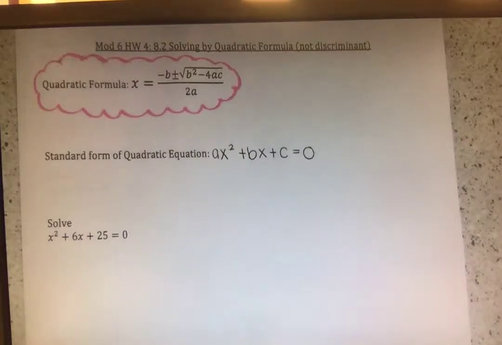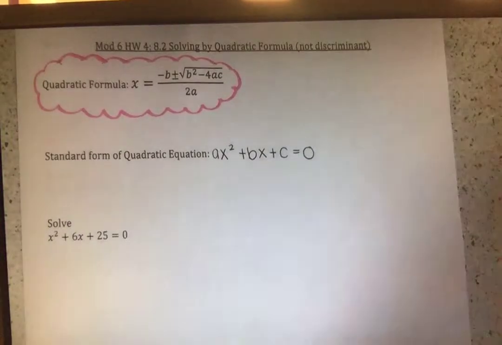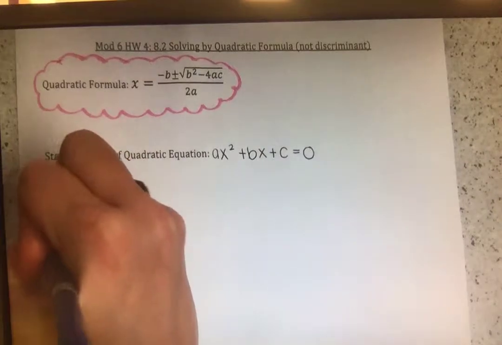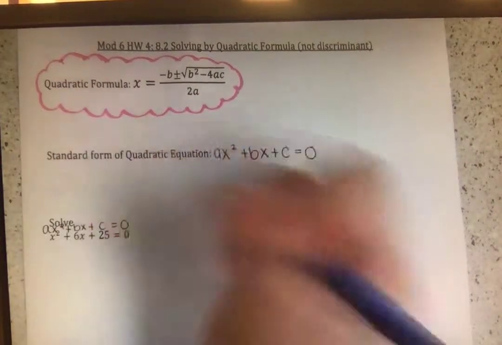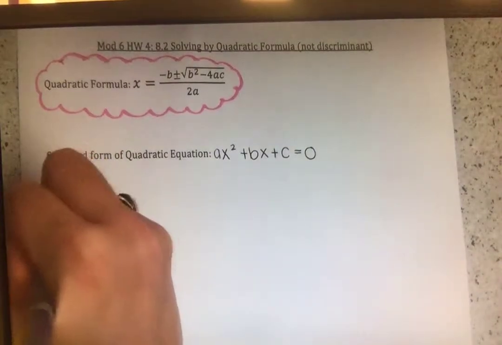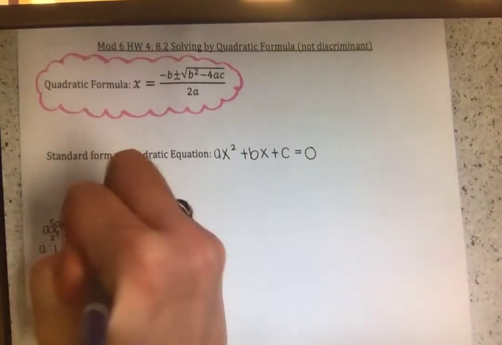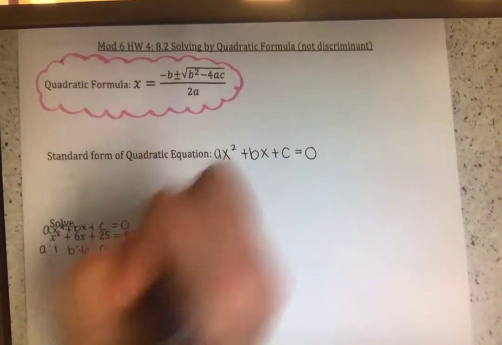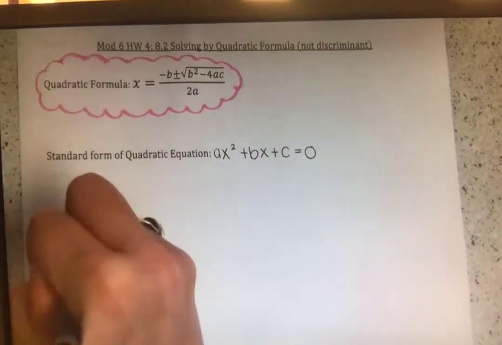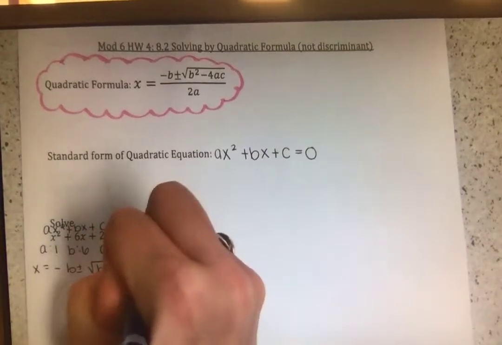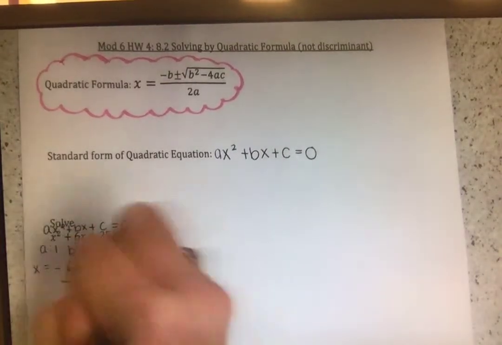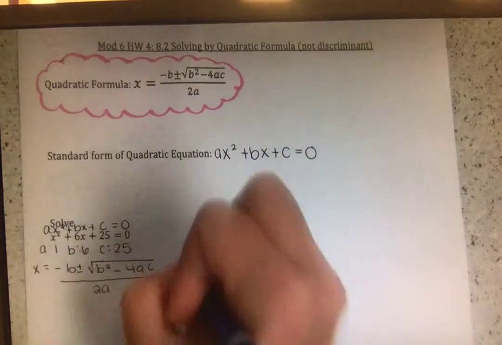So this first example says solve x squared plus 6x plus 25 equals 0. So it is already in standard form for us. So we know it's already ax squared plus bx plus c equals 0. So that tells us our a value is 1, b is 6, and c is 25. So we can use these values to plug in to our quadratic formula, which is negative b plus or minus the square root of b squared minus 4ac all over 2a.